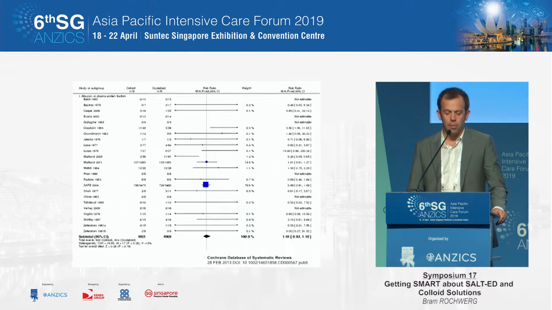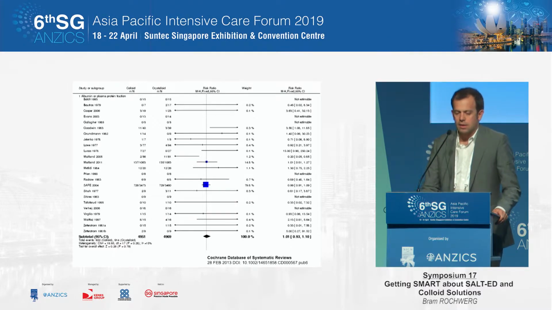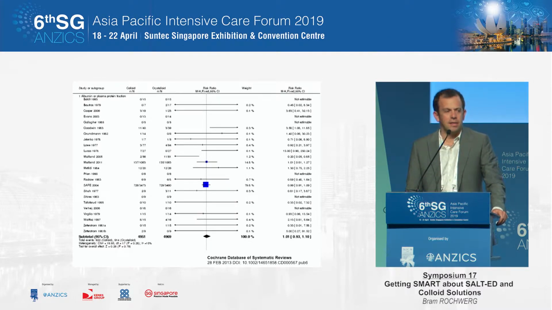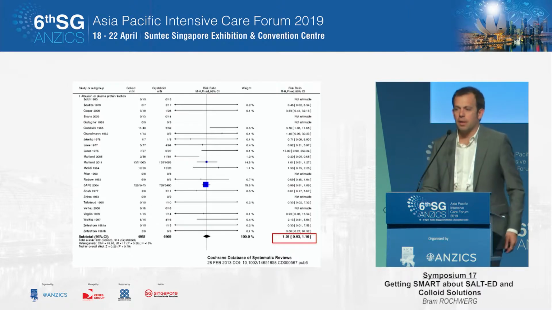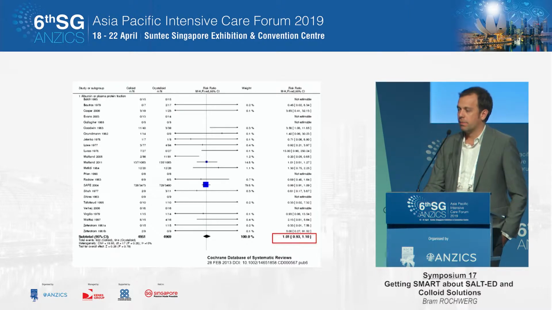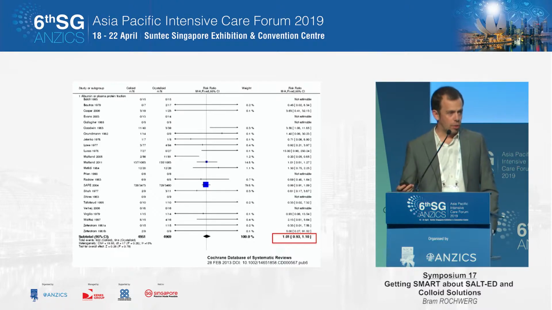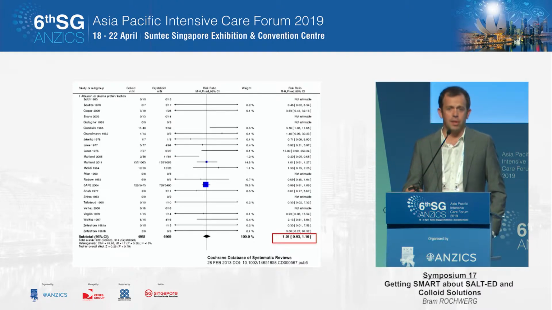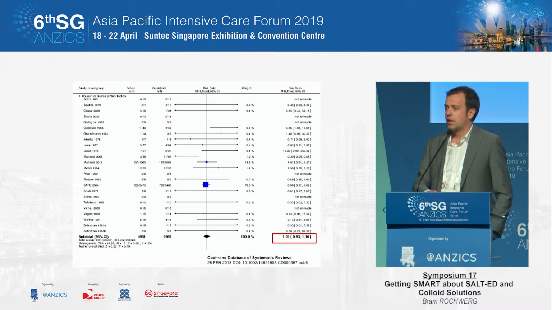Let's talk about albumin for a moment. This is the most recent meta-analysis looking at albumin as a resuscitative fluid when compared to crystalloids. The individual trials aren't as important, but I will highlight the bottom line pooled point estimate right around 1. This suggests that no matter whether your approach is to use albumin as your primary fluid or crystalloids, the impact on mortality, which is the outcome reported here, is equivalent.